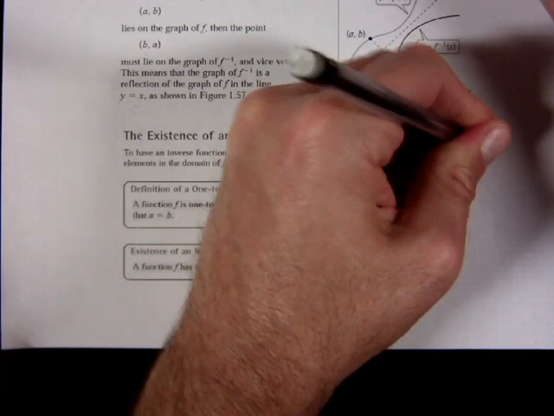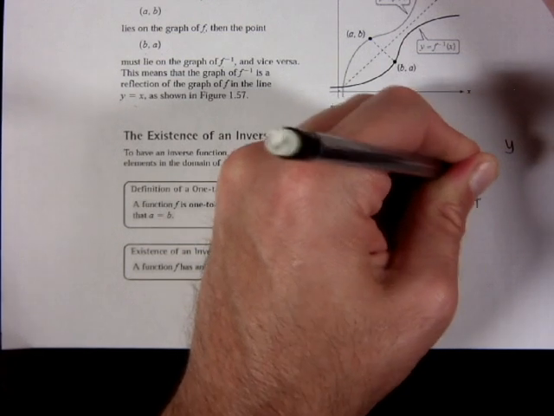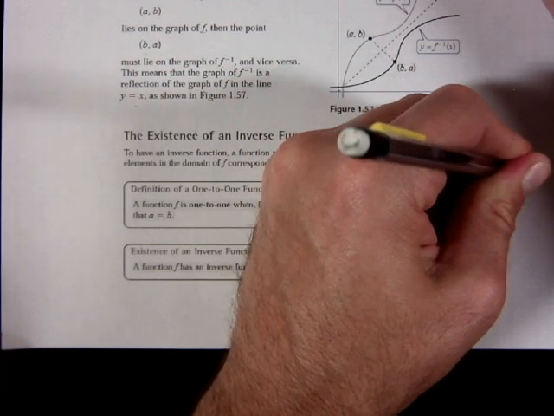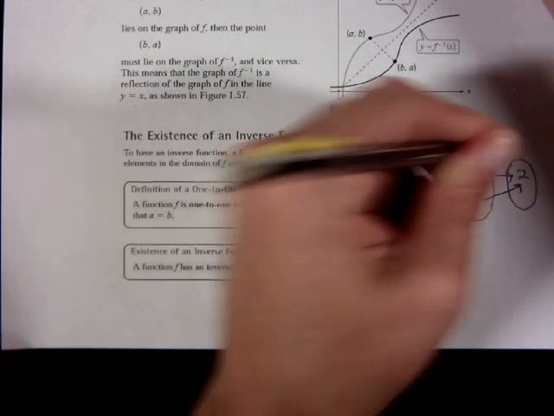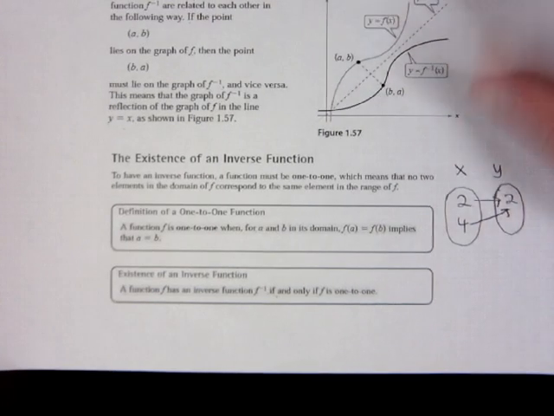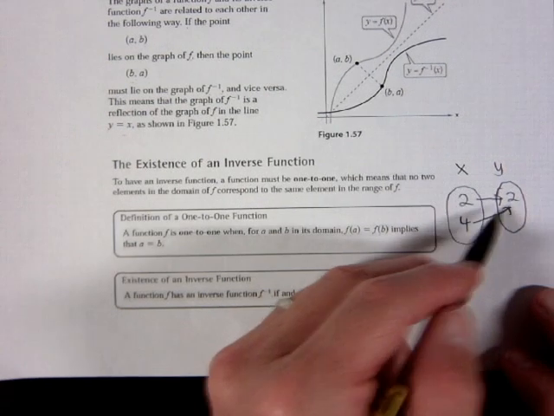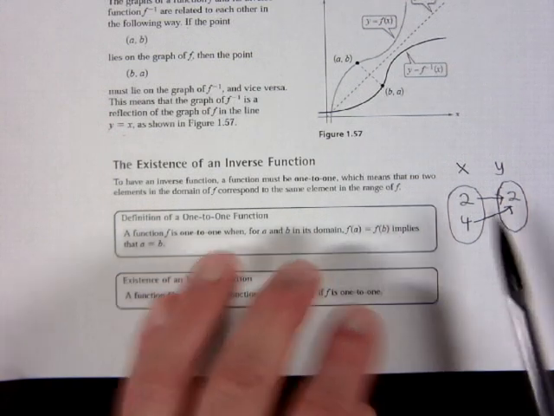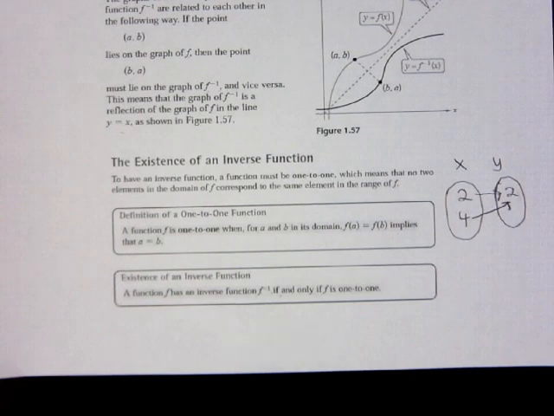Here's why. Let's say 2 and 4 are in the domain for x, and let's say 2 goes to 2 in the y, and 4 goes to 2 in the y. So both of those values go to 2. Now, is this a function? Yes, every x goes to only one y. We don't have the same x going to two different y's. So this is a function. However, it's not 1-to-1 because 2 goes to 2, and another element of the domain also goes to 2. Therefore, it's not 1-to-1.